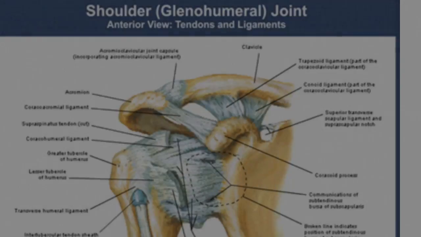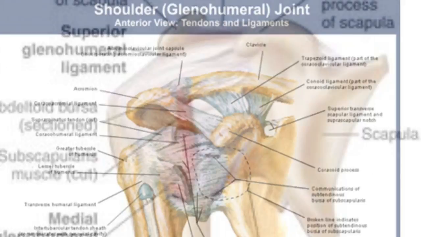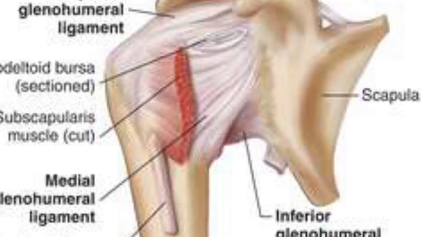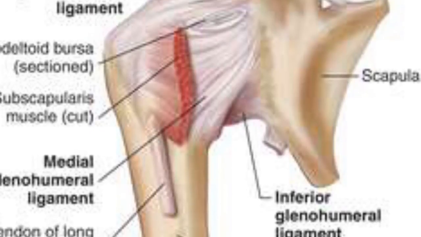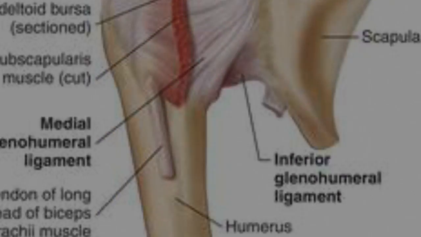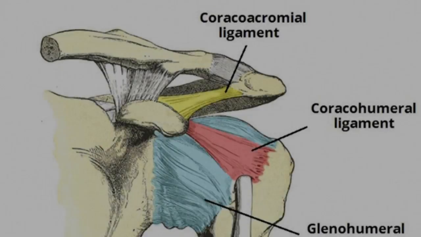In the shoulder joint, the ligaments play a key role in stabilizing the bony structures. The majority of the ligaments are thickenings of the joint capsule. There are three kinds of glenohumeral ligaments: superior, middle, and inferior. Let's begin with the superior glenohumeral ligament.